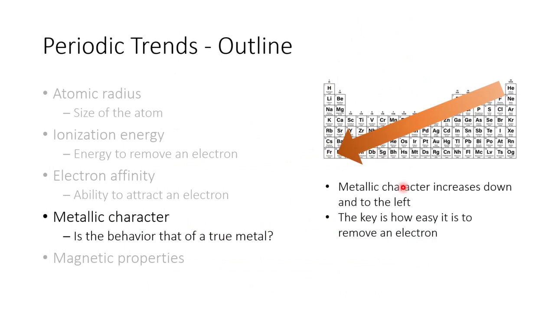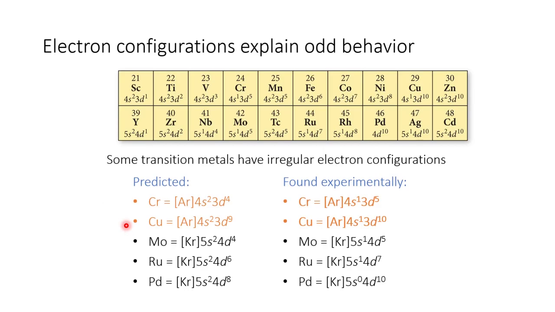So metallic character increases down and to the left. Just be careful because these over here aren't actually metals, so talking about them as metallic character is not really important. And the key for this, again, is how easy is it to remove an electron. So metallic character and ionization energy are closely related.